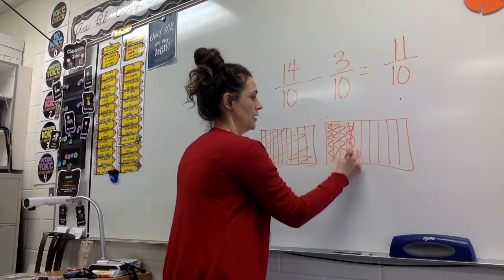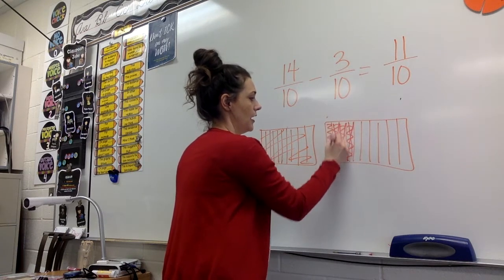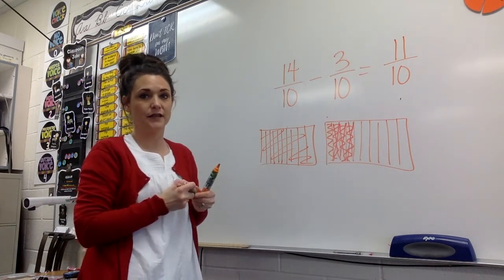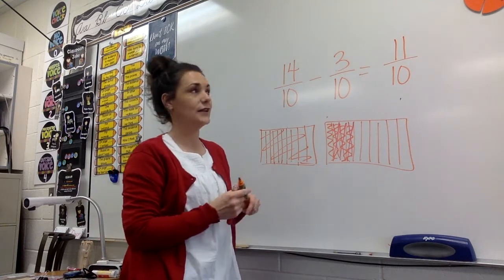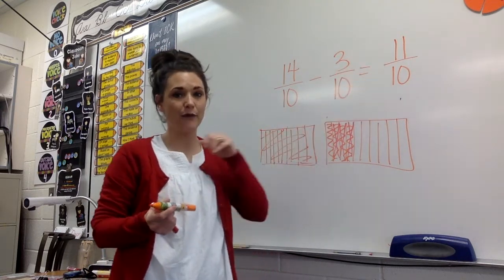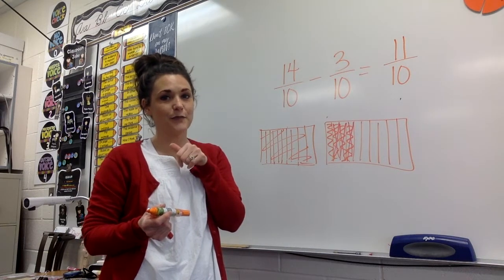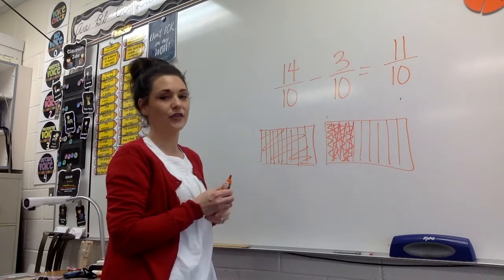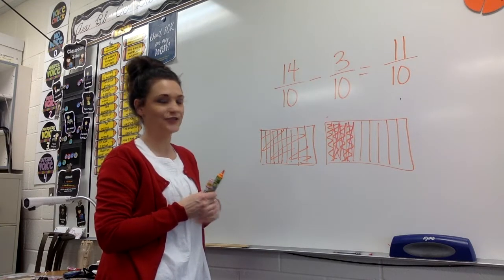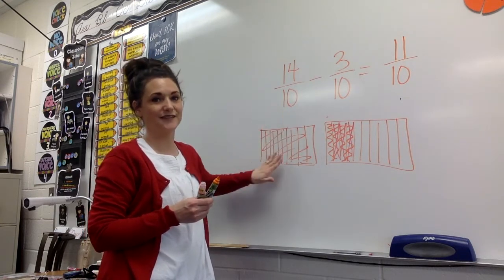1 and 2 and 3. And how many do I have left? Well, I have 11 of those pieces. 10 plus 1 more is 11/10. But how could I write this as a mixed number? Well, you can see that there's a whole here, can't you? This whole piece right here is a whole.